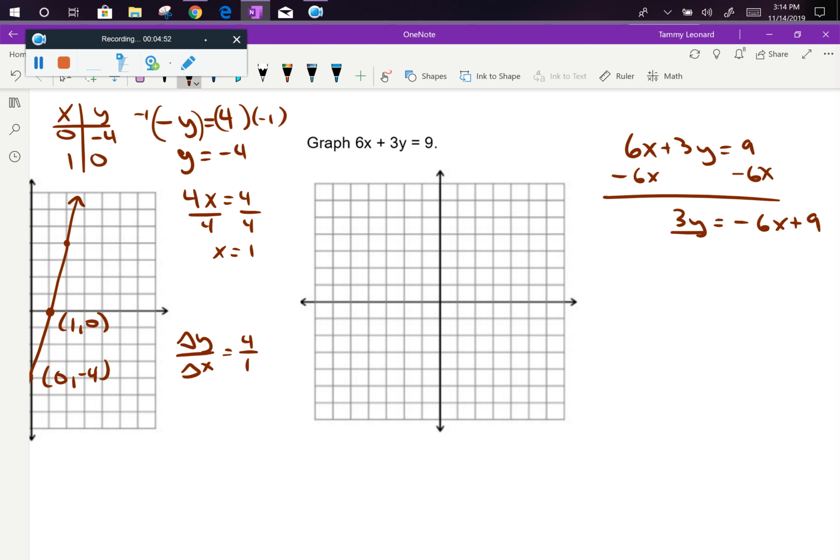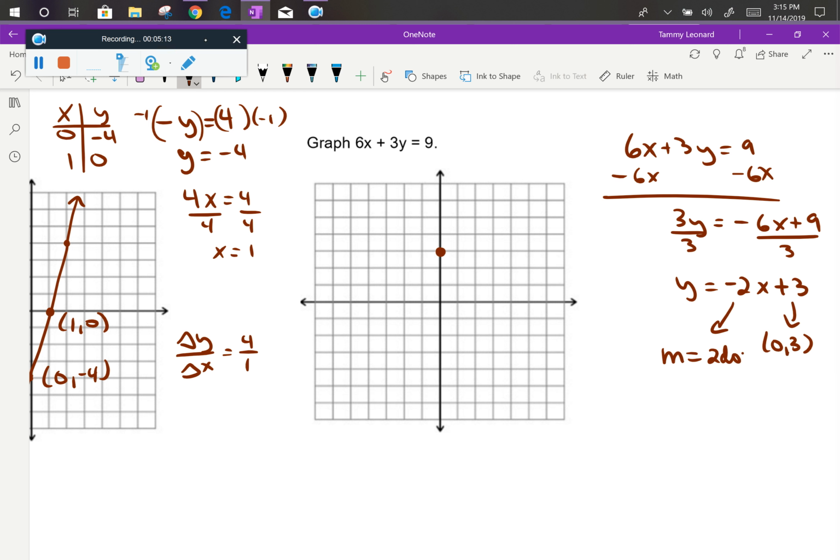Then I need to divide both sides by 3. At least both of these numbers are divisible by 3. So I have y equals negative 2x plus 3. And now I'm going to graph as a typical y equals mx plus b. So I'm going to go up to the point 0, 3, because that's my y-intercept. And my slope tells me to go 2 down, from the negative 2, and 1 to the right from that invisible 1 that's underneath there.